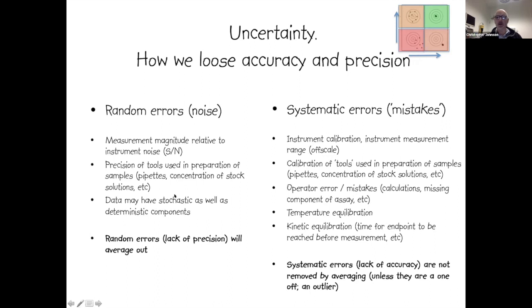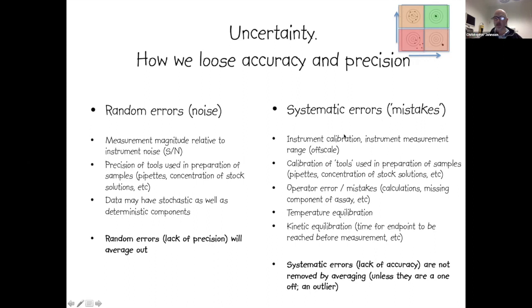so that actually the value is not fixed, as well as any deterministic components within that measurement. So the key point though is that random errors, which are a lack of precision, will average out. If you have these errors and make enough measurements, they should average out. Systematic errors or mistakes, on the other hand, represent a lack of accuracy, and these are not removed by averaging unless they are a one-off in the case of an outlier.